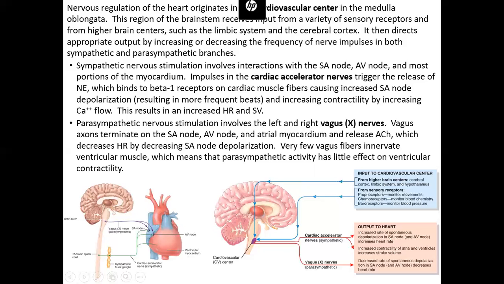We don't see as many vagus nerves innervating the actual ventricular myocardium, so not as many of the ventricular myocytes are innervated, meaning that when the vagus nerves are active, they don't really have as much of an effect on ventricular contractility, and thus really not as big of an effect on stroke volume.